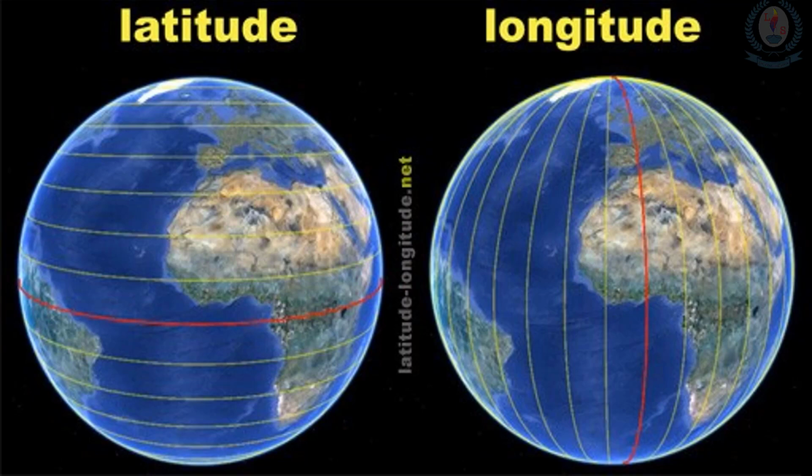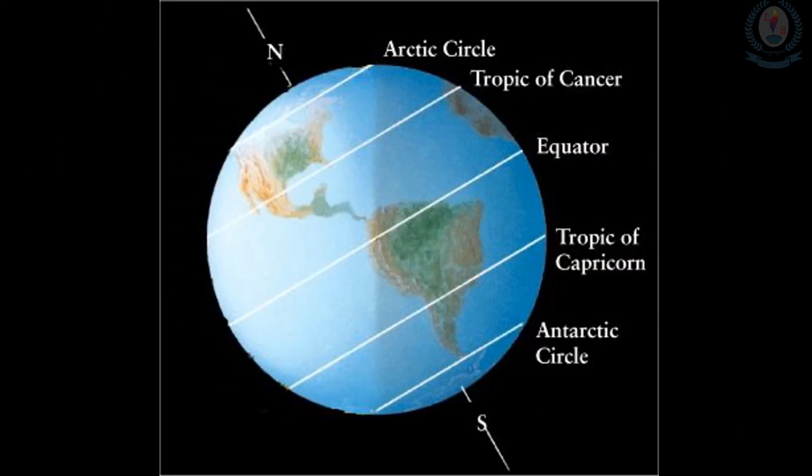The latitudes run in the east-west direction. They are parallel to the equator. This picture shows latitudes on the globe. Equator is situated in the middle of the globe. Above the equator there are two latitudes. They are Arctic Circle and Tropic of Cancer. Below the equator also there are two latitudes. They are Tropic of Capricorn and Antarctic Circle.